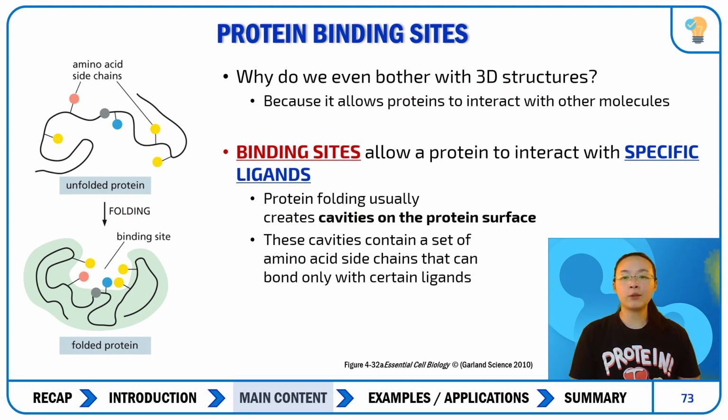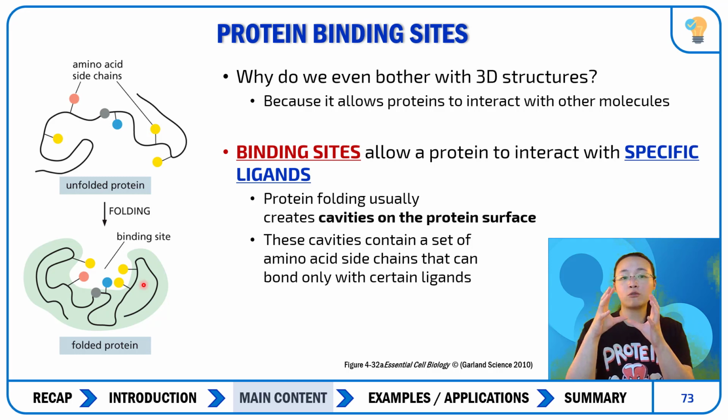So why do we even bother with 3D structures? Because it allows proteins to interact with other molecules. When protein folding occurs, there's usually cavities on the protein surface that we call binding sites. We briefly talked about this before, but now we're going into a little bit more detail. These binding sites are going to contain a set of amino acid side chains that can bond only with certain ligands. So using this as an example, you have a folded protein.